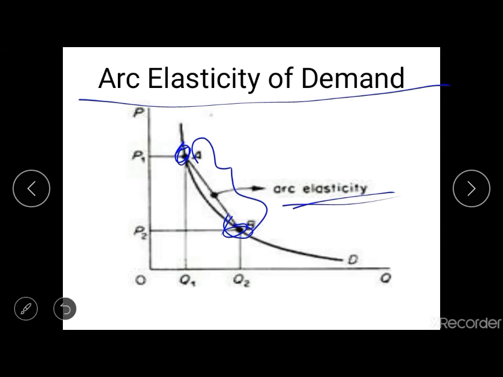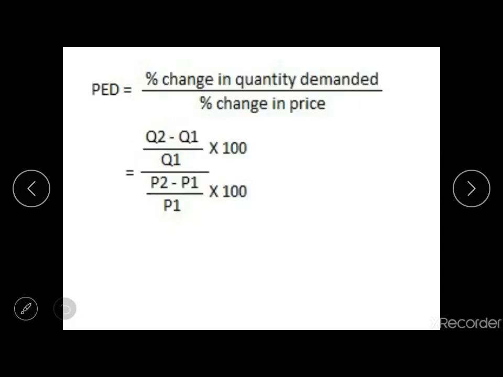Now the formula for calculating the elasticity by the arc elasticity method is very similar to the percentage method or the proportionate method of calculating the elasticity. So the formula for the proportionate method was as follows: percentage change in quantity demanded divided by the percentage change in price, which was written as the change in quantity divided by the original quantity, divided by the change in price divided by the original price.